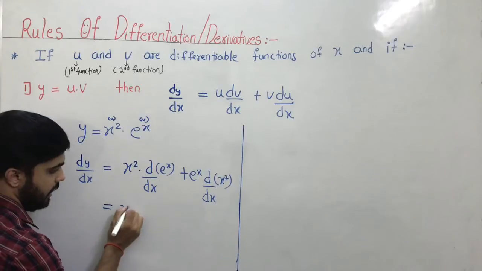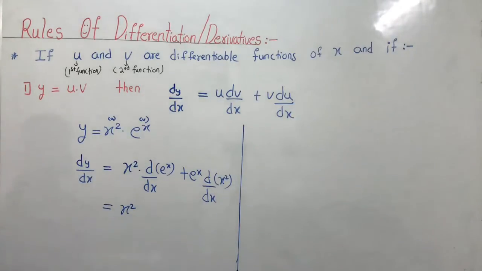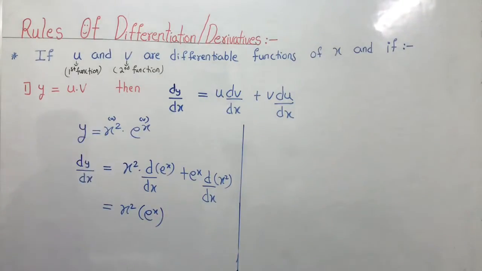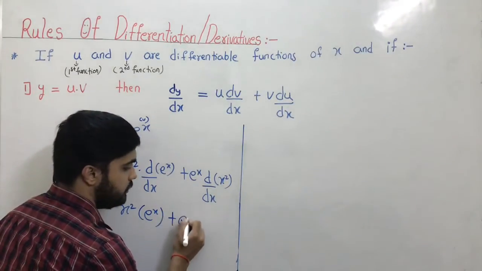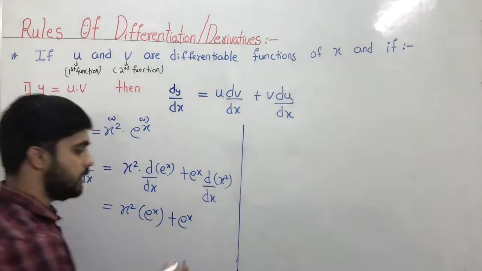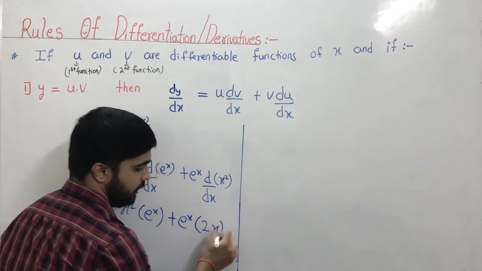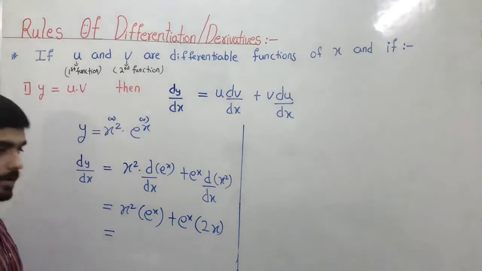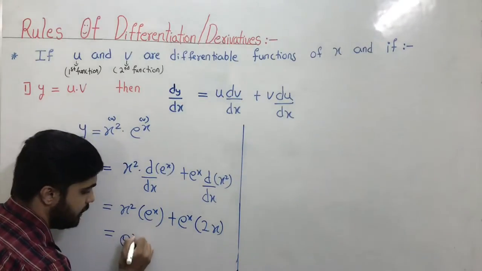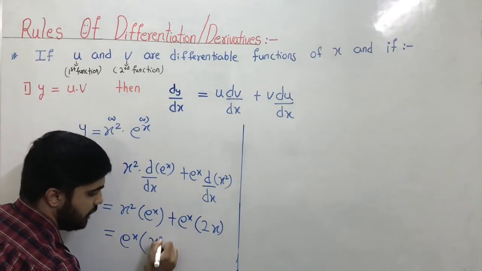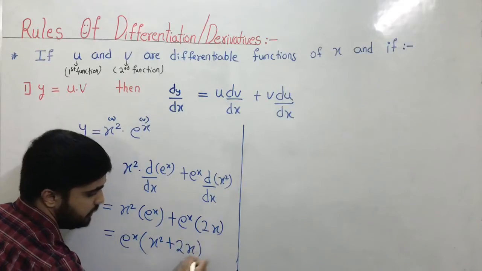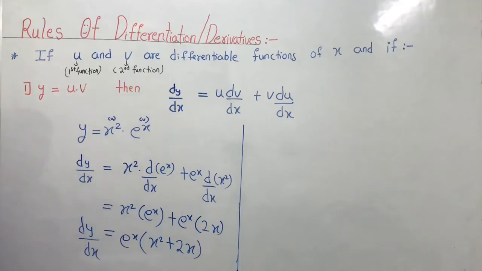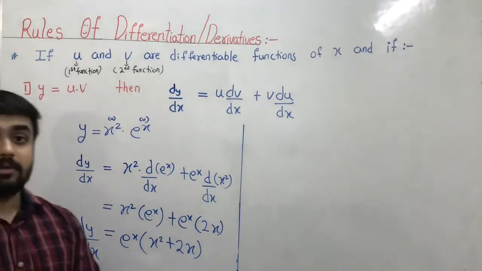So x square as it is, as we know that derivative of e raised to x is e raised to x, plus e raised to x as it is, derivative of x square will be 2x. Okay. Now we can take e raised to x common from both the sides. So we get e raised to x, x square plus 2x, which is your dy by dx. So this was based on product rule.